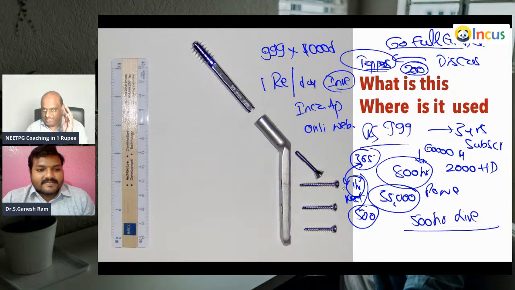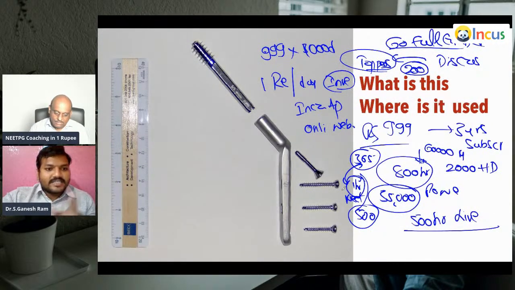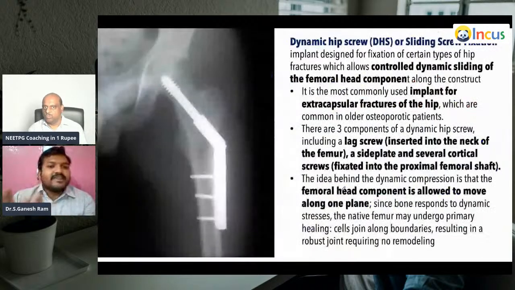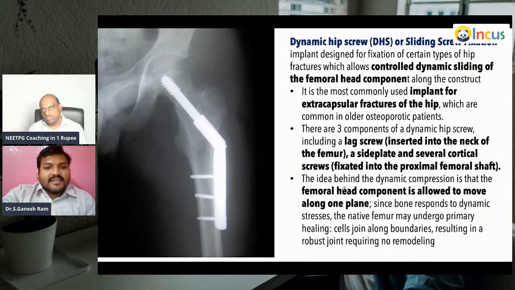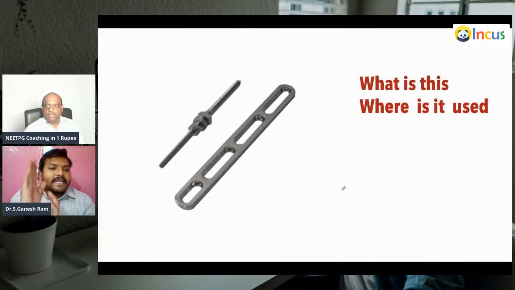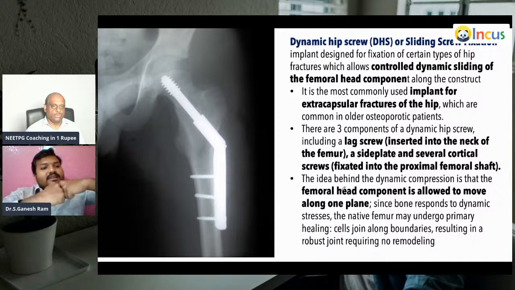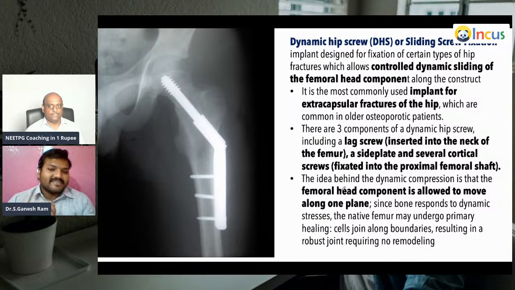So, doctor, coming back, what is this and where do we use it? This is a dynamic hip screw. It is the advancement of the Smith-Peterson rod and the McLaughlin plate, which are old and obsolete, but this is what many are currently using. This is the basic implant for intertrochanteric fractures. Sometimes neck of femur fractures also, but mostly it is an extracapsular fracture implant. There is a lag screw through the neck of femur and the plate is on the side. The dynamic hip screw collapses the fracture fragments together so that it will get union. That is the ideal mechanism here.